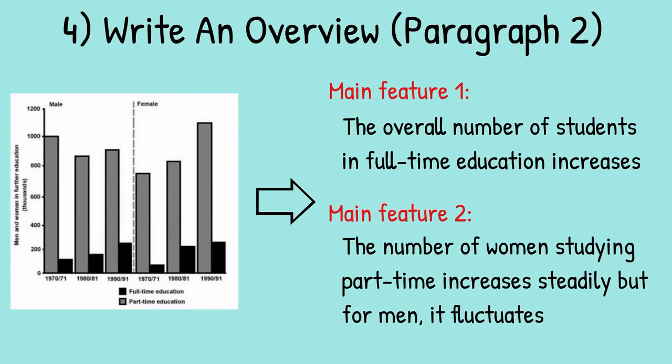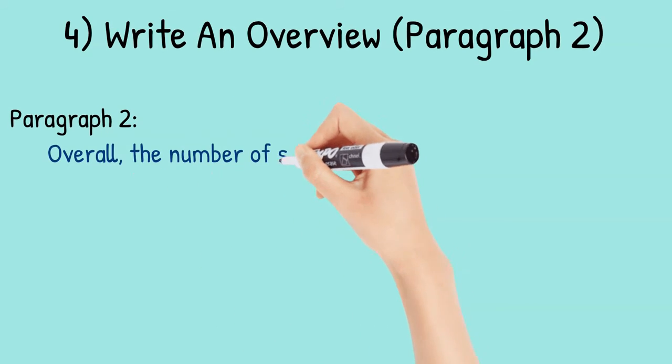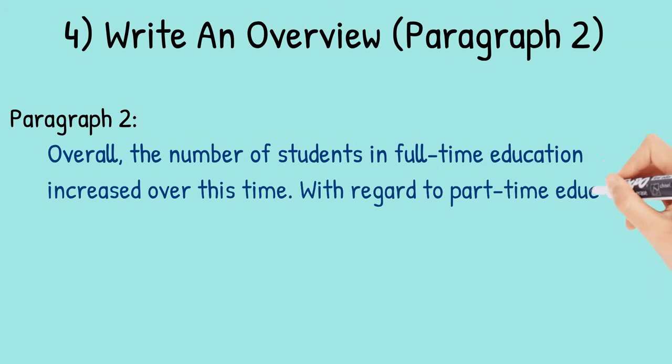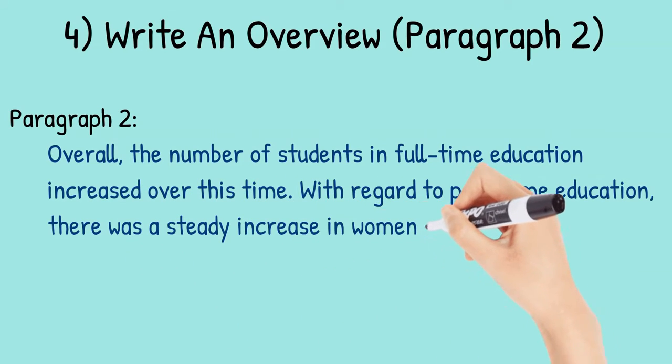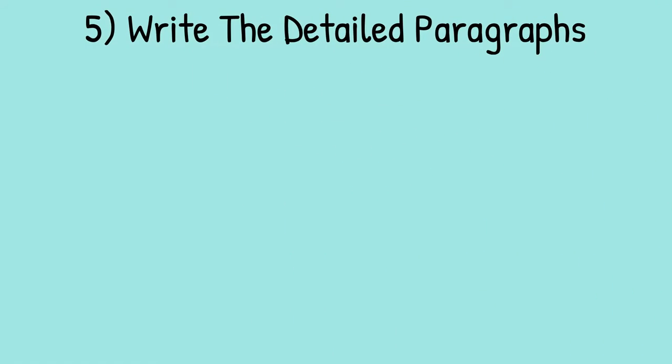Now form these ideas into 2 or 3 sentences with a total of around 40 words. State the information simply using synonyms where possible. No elaborate vocabulary or grammar structures are required, just the appropriate words and correct verb tenses. For example, paragraph 2 is, overall, the number of students in full-time education increased over this time. With regard to part-time education, there was a steady increase in women choosing to study part-time, but for men, the level fluctuated. Now write the detailed paragraphs.